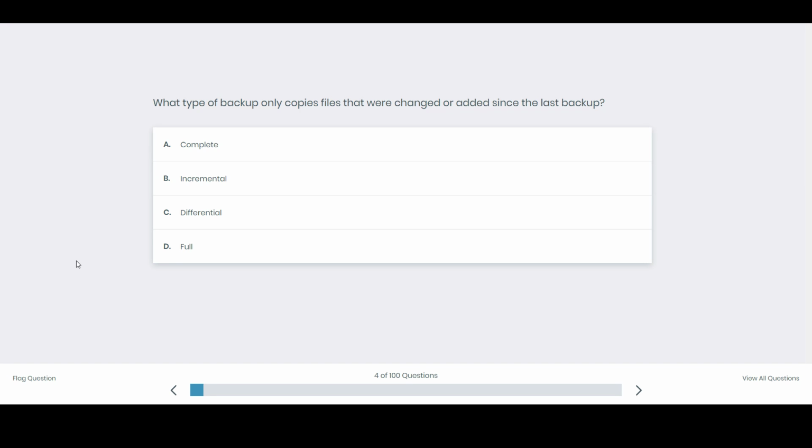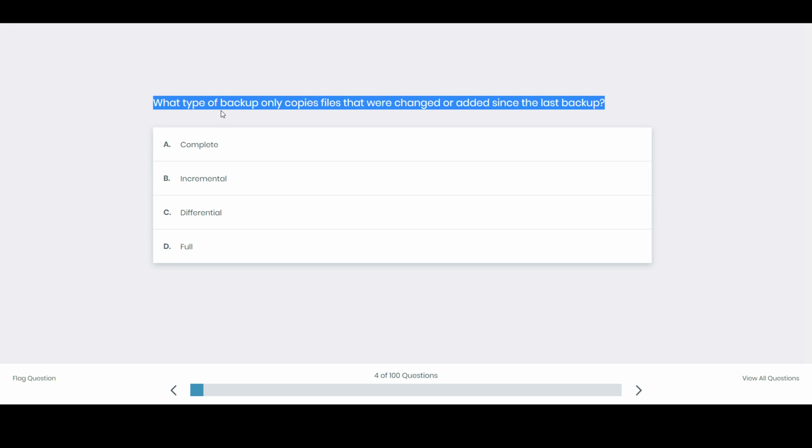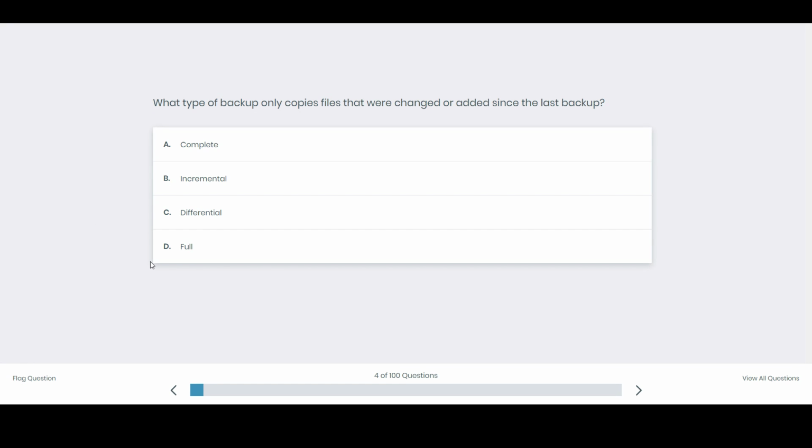What type of backup only copies files that were changed or added since the last backup? Meaning not complete and not full, so we're going to work with incremental and differential. You need to dissect the question: what type of backup only copies the files that were changed or added? I'm not sure whether differential or incremental, so I'm going to flag that one. Okay, let's click OK. It's already flagged.